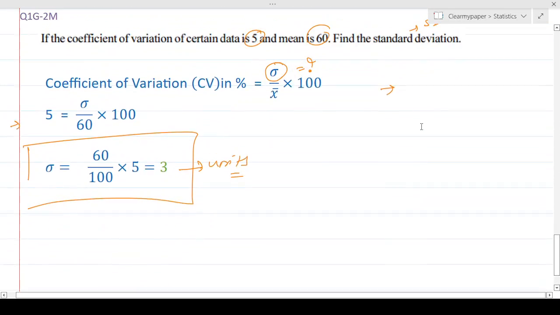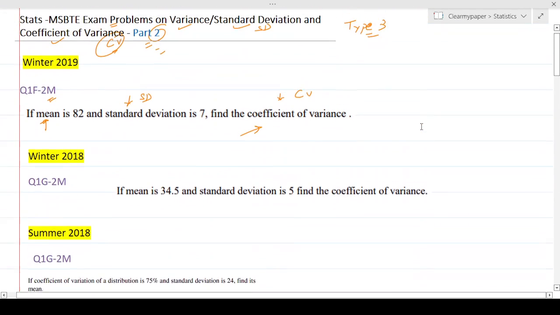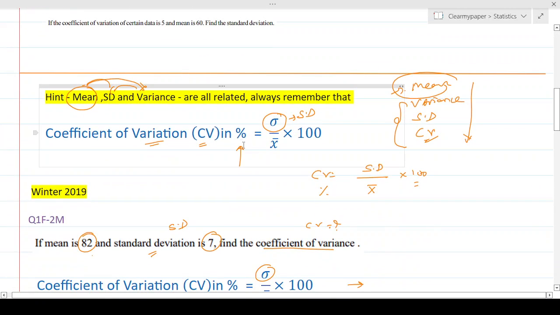So that's pretty much how you solve this first kind of variation on this type 3 problem on variance, SD, and coefficient of variation. And this is always going to come for 2 marks. So make a note of that: write the formula, and then just express it in percentage. That's how you calculate. Now let's see the second variation in the next episode.